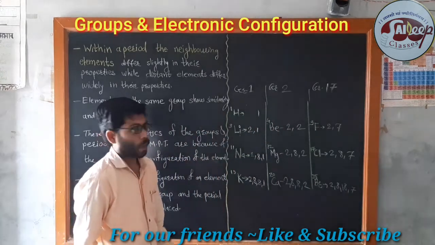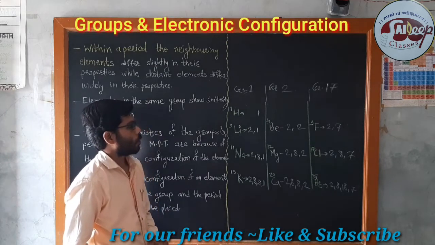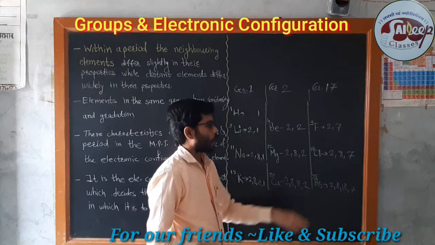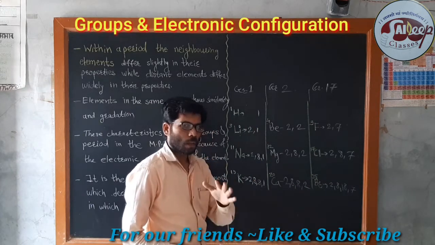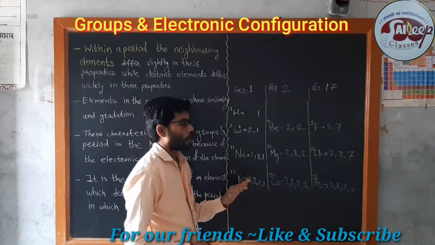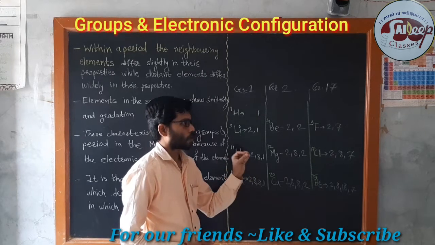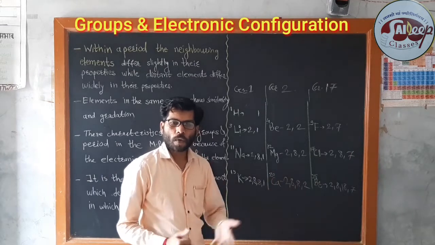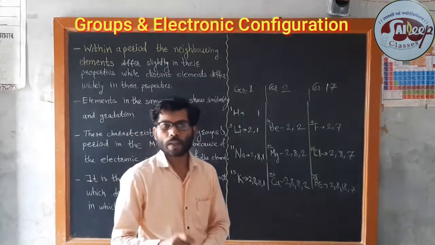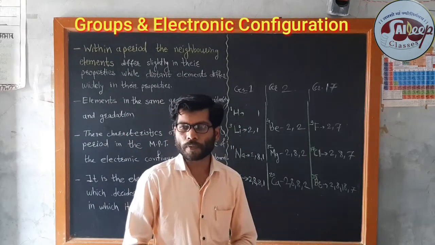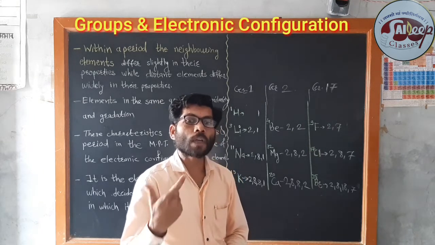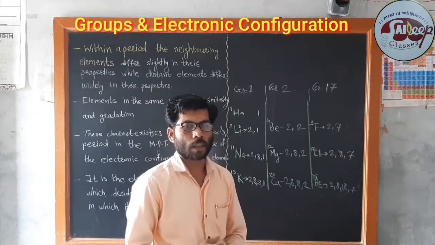Okay. We have now completed the electronic configuration of the first 4 elements of group first, the first three elements of group second, and of group 17. Listen carefully, students. Now we see the valence electrons of group first, group second, and group 17. What is valence electron? The number of electrons present in the outermost shell is called valence electron. Understood, all of you? Listen carefully. The number of electrons present in the outermost shell is called valence electron.